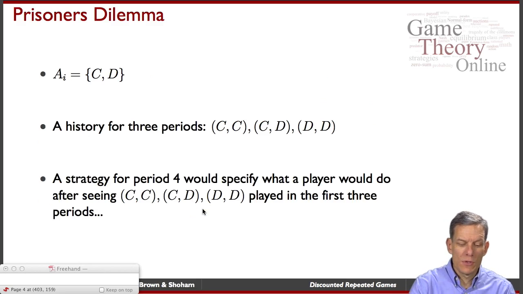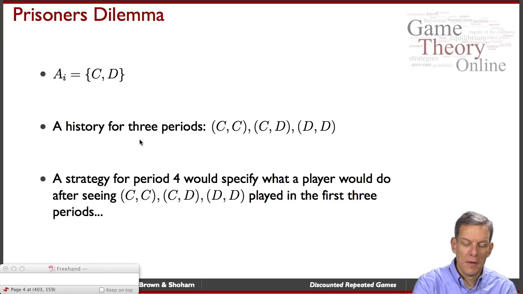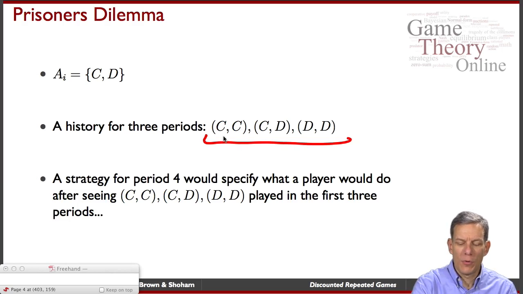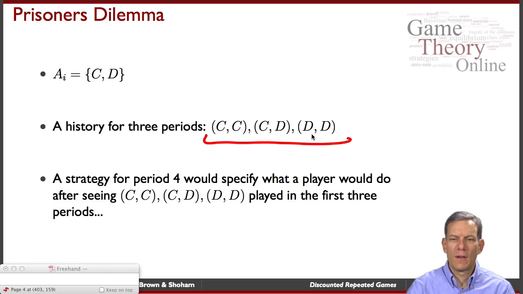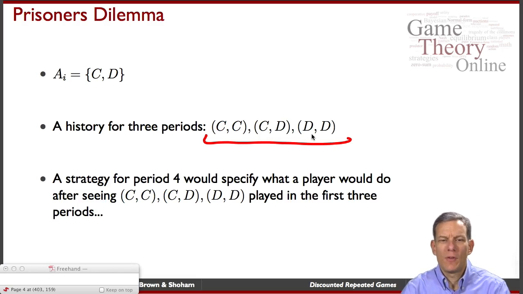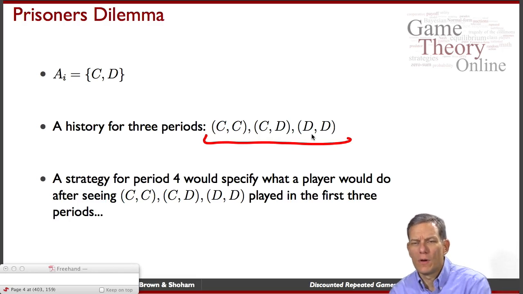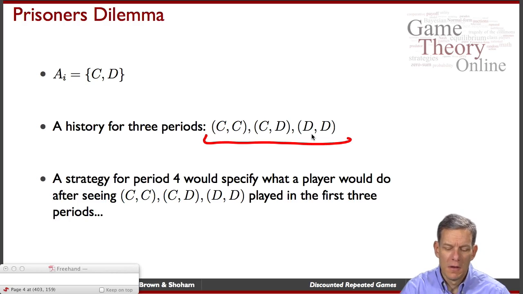So if we're looking at a prisoner's dilemma, people can either cooperate or defect in a given period. If we're thinking about a history of length 3, one possibility would be the following. We both cooperated in the first period, maybe player 2 defected in the second period, and then both of them defected in the third period. So that would be a possible history. And then they could say, okay, now what are we going to do in the fourth period?